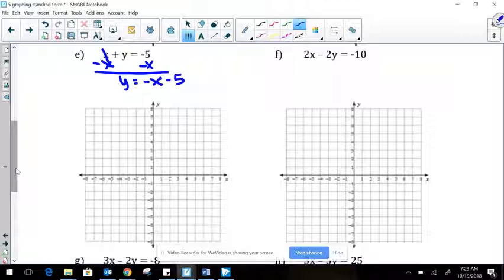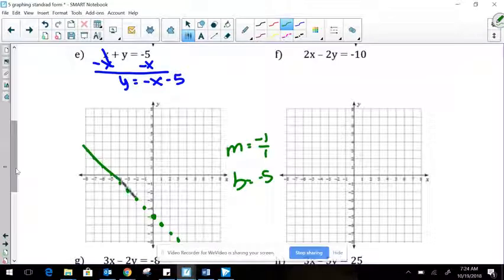So I'm just going to graph then. I have my y-intercept is negative 5, and my slope is negative 1 over 1. So I'll start at negative 5, and I'm going to go down 1, right 1. Okay, then I need to add some more dots, so I'm going to do the opposite: up 1, left 1. Okay, and then let's double check. My slope is negative. My line is going down. So that makes sense. Great. We're just going to do those three examples today for graphing lines in standard form.